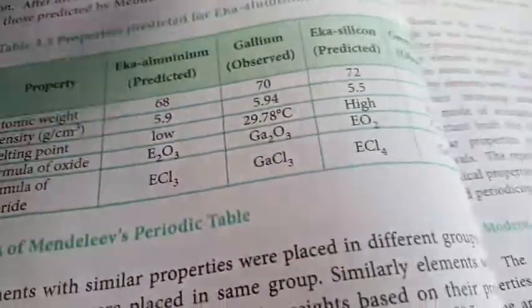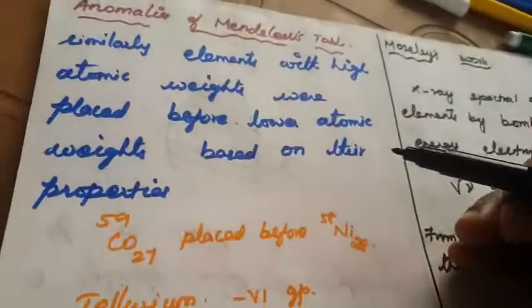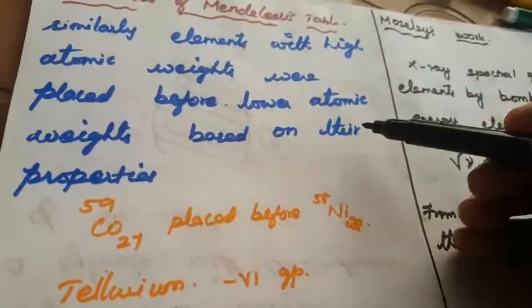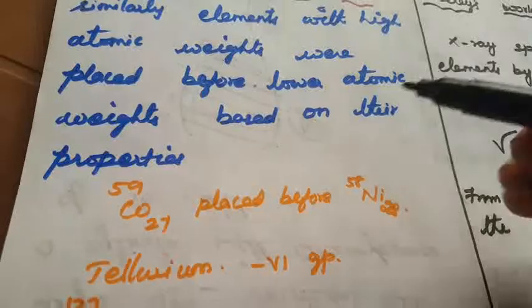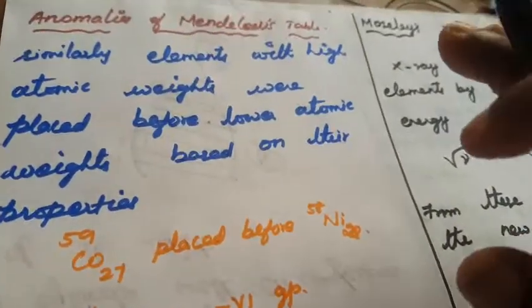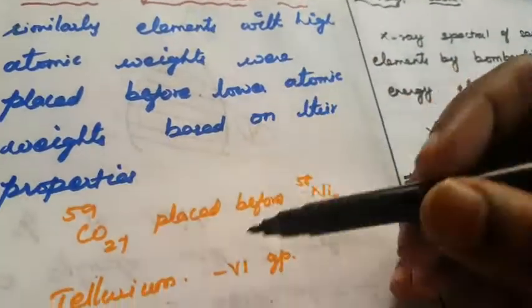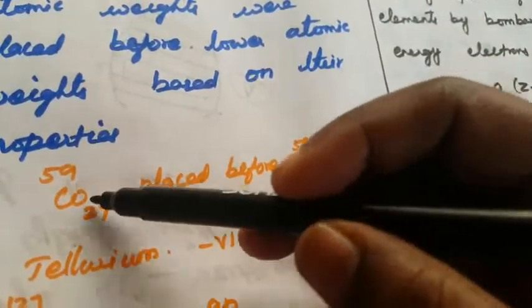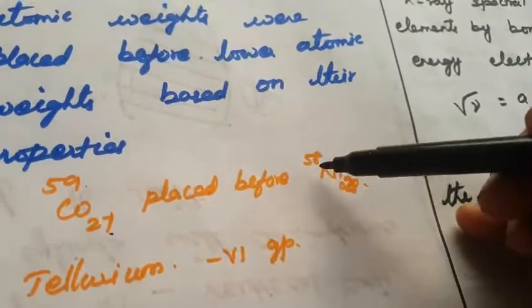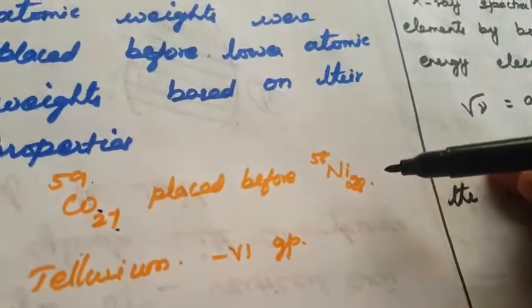What are the drawbacks of Mendeleev's periodic table? He arranged the elements according to atomic weight, from lower to higher order, but in some places he placed them based on their properties. For example, cobalt has atomic weight 59, and it is placed before nickel, which is 58. But nickel should come before cobalt; here cobalt is after nickel.